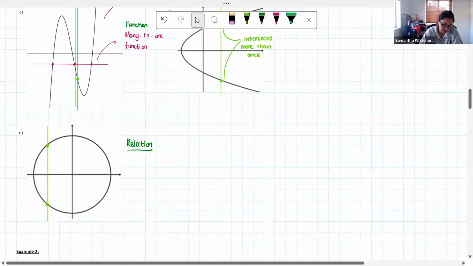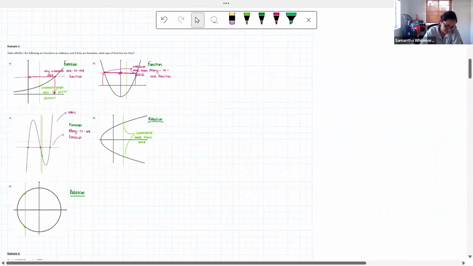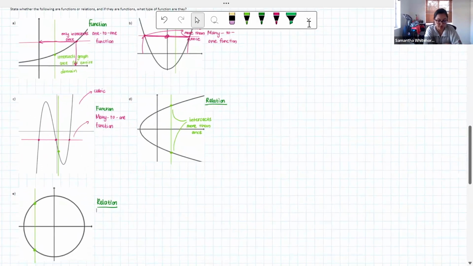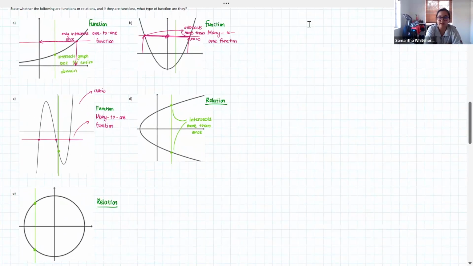All right, so, oh, golly. I know it's a bit small, but if you want to take a screenshot of those four, five, please do so. But that is what a function is, how we identify it, how we determine what type of function it is. That's it, vertical and horizontal line test.